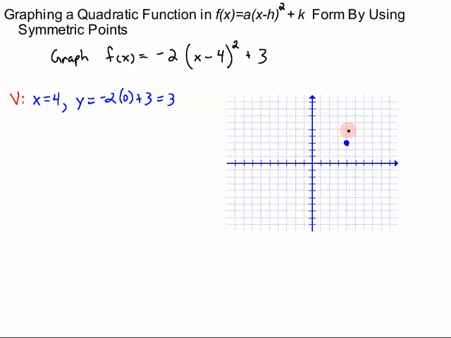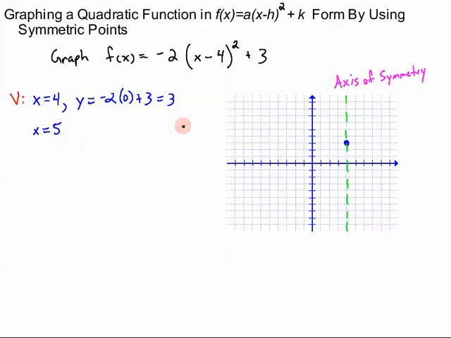Now we need to find two symmetric points. So what I'm going to do here is just draw a green dashed line that's vertical. This is what we call the axis of symmetry. So let me label that, because all of your points will be symmetric about this green line now. So I want to choose a point to the right and to the left of this x value of 4. So let's choose an x value of 5.